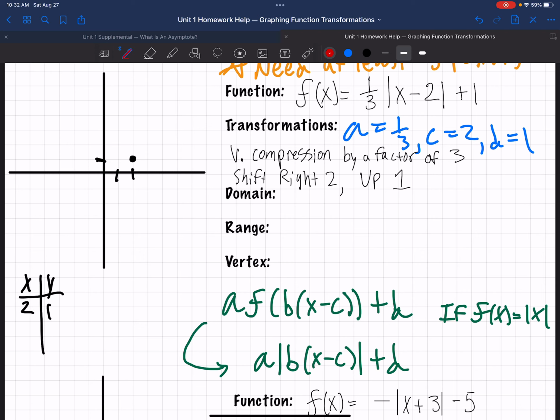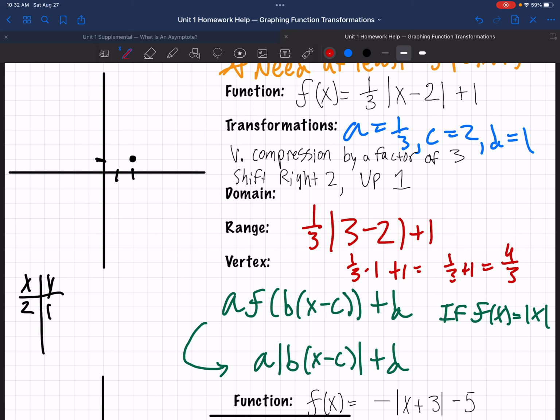Now, you could plug in 3, right? So I'm going to write this. I'm not going to keep this. I just don't write this down. 1/3. I'm going to replace this x with a 3. So this is |3 minus 2| plus 1. Well, 3 minus 2 is 1. Absolute value 1 is 1. So this is 1/3 times 1 plus 1. Well, that's 1/3 plus 1, which is 4/3. And that's kind of icky.